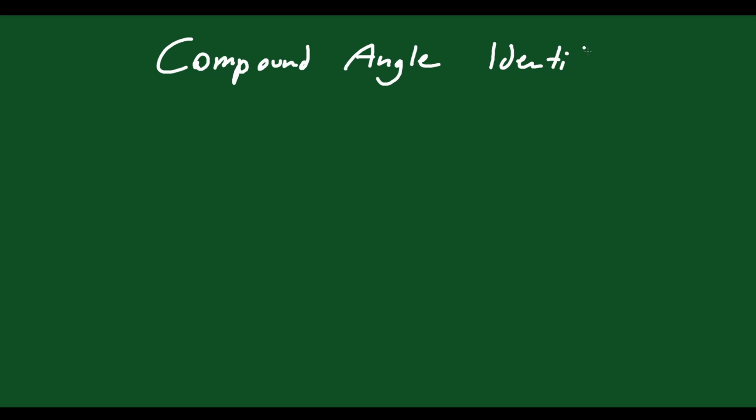Okay, let's derive some identities, just like I promised we would. So to start, we're going to do the compound angle identity, or formula, as you might hear it referred to. How do we derive this?